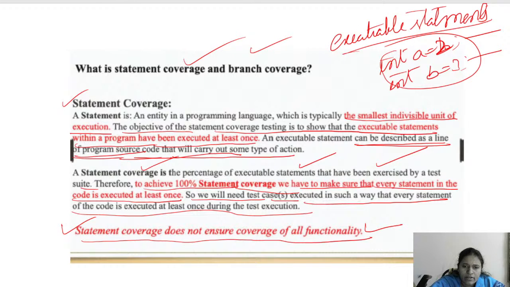I think slides are not changing. Slides are changing or not?